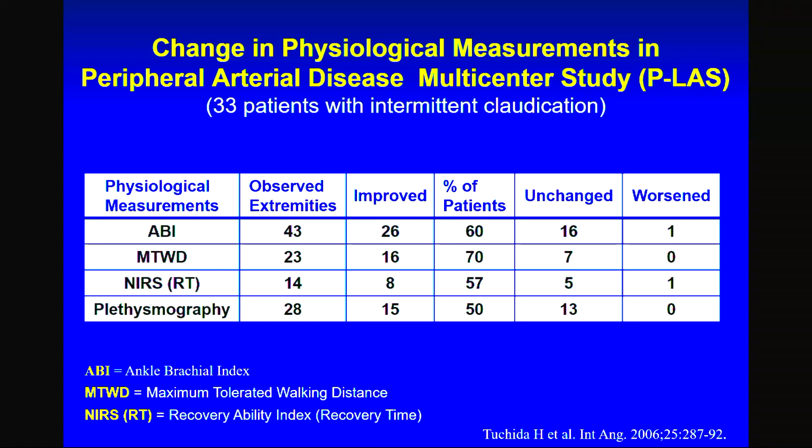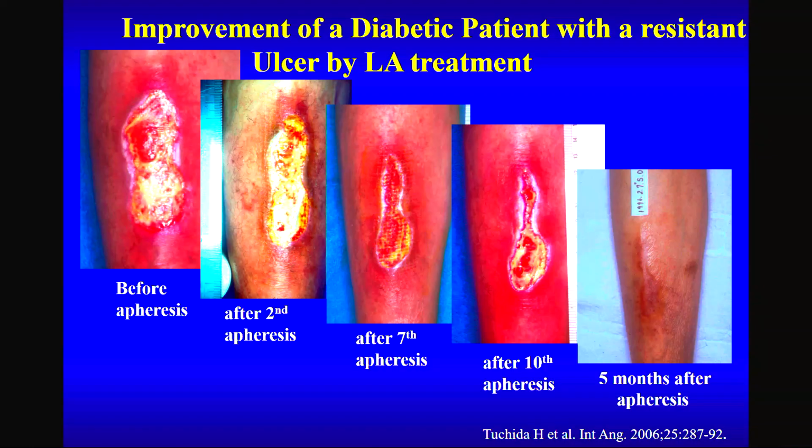This is a study by one of their groups, Toshida, looking at ABI, maximal tolerated walking distance, and other recovery ability index, showing a great improvement in these patients by going on apheresis. Because again, it's increasing microvascular perfusion, a major complication for these patients. And presently, as you know, the therapy for PAD is amputation for most patients, particularly our diabetics. Here's one more view of a diabetic looking at before and after 5 months of apheresis.